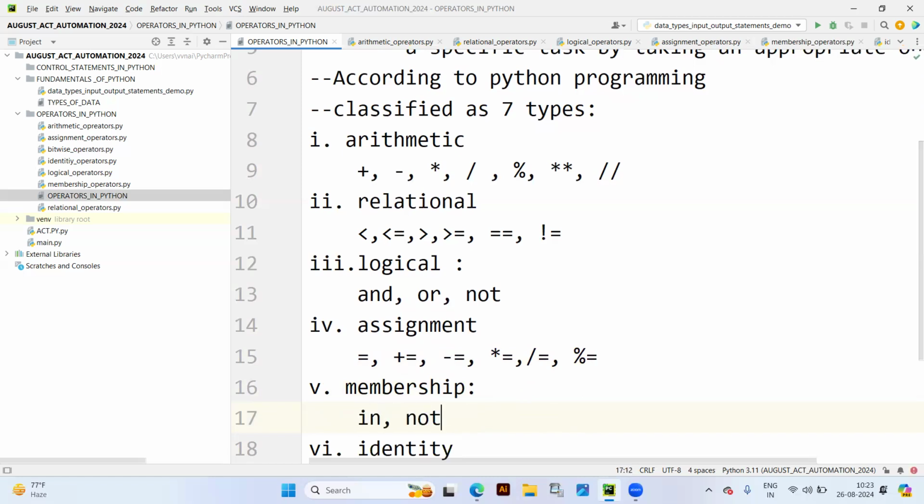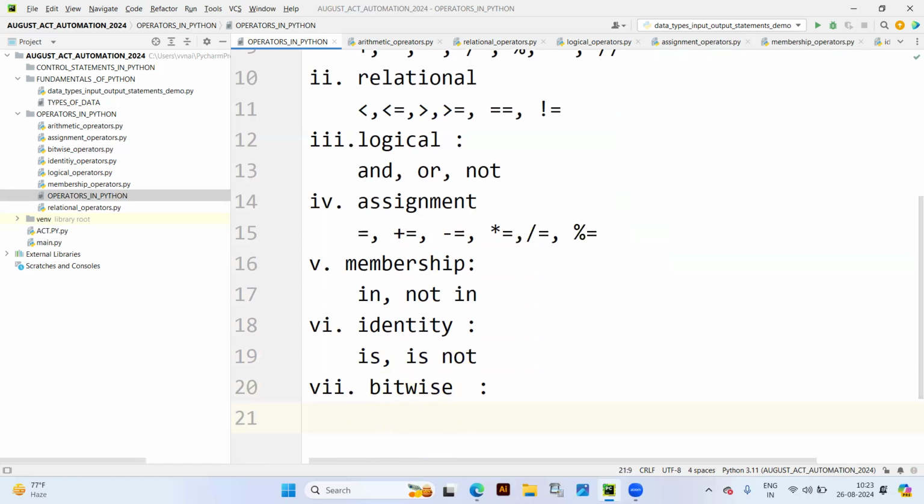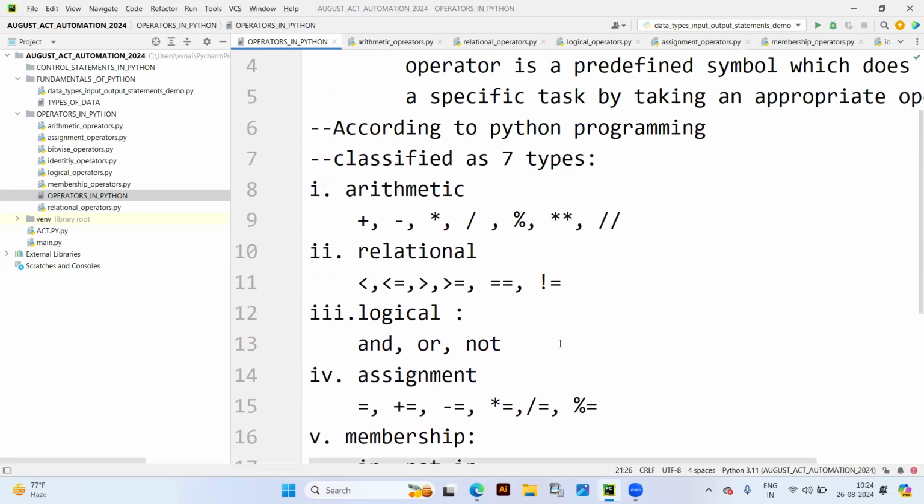Coming to membership operators: in operator, not in operator. What exactly is the in operator, what is the not in operator? I'll demonstrate with an appropriate example. So just remember that this is what a membership operator is. Identity operators are is and is not. You haven't seen these operators earlier. I'll demonstrate with an appropriate example. Coming to bitwise operators: bitwise AND you have seen, bitwise OR you have seen, bitwise XOR, left shift operator, right shift operator, and the tilde operator to perform the two's complement. So these are the operators we do have as far as Python is concerned. Let's go one by one along with demonstration.